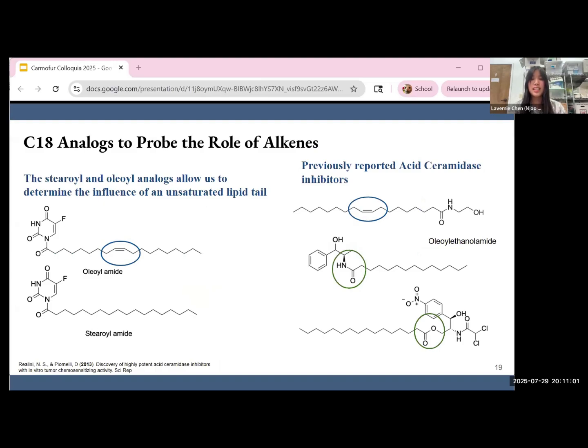So to further explore the SAR, or structure-activity relationship, we decided to synthesize our stearoyl and oleoyl analogs shown here on the left, which contain a saturated lipid tail, which is the stearamide, and an unsaturated lipid tail, which is the oleoamide. This design was inspired by the previously reported oleoylethanolamide by a group of researchers at UC Irvine in 2013, who discovered that this compound is able to inhibit acid ceramidase. Below are some of the other inhibitors that contain the urethane or carbamate moiety that are also acid ceramidase inhibitors.